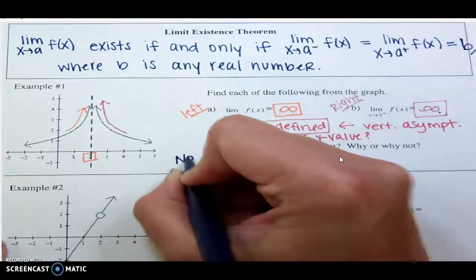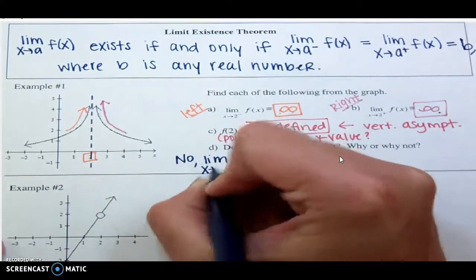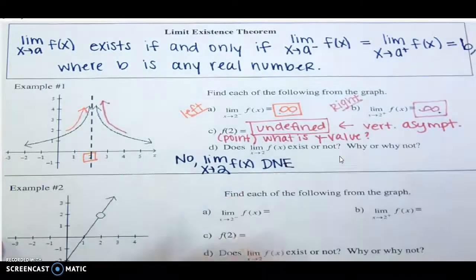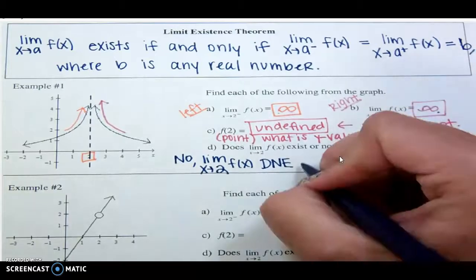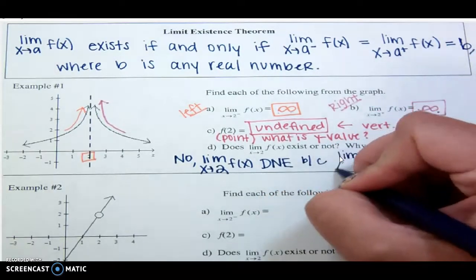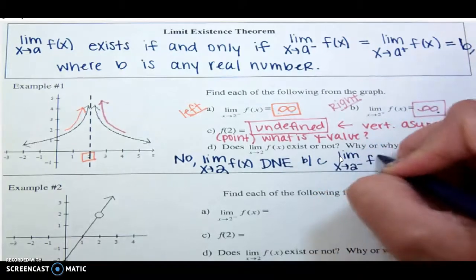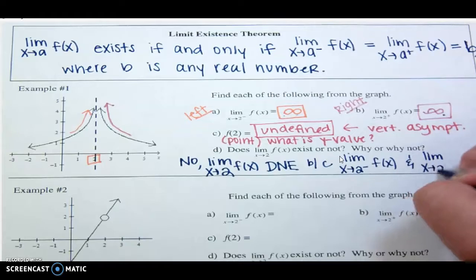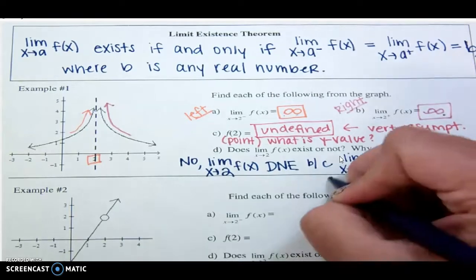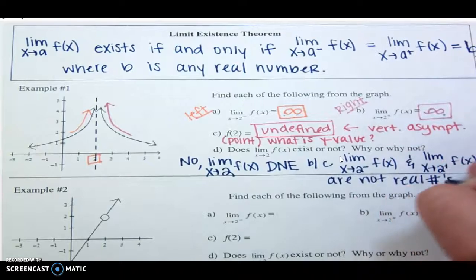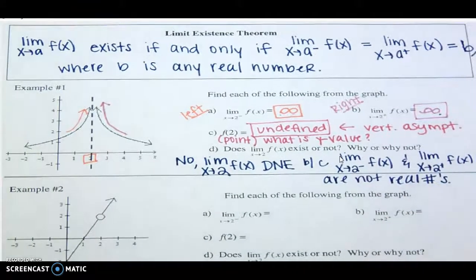So we're going to write no, the limit as x approaches 2 of f of x does not exist, and that can be represented by DNE. Okay, you can use that on the AP exam. But it does ask us why. So we're going to say the limit as x approaches 2 from the left, and the limit as x approaches 2 from the right are not real numbers. And remember, for the limit at 2 to exist, it would have had to have been real numbers.